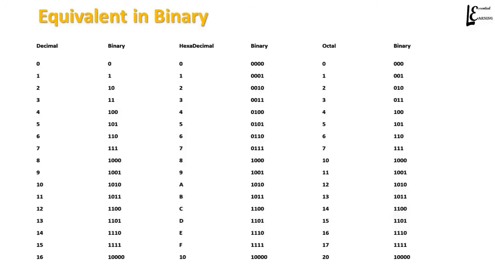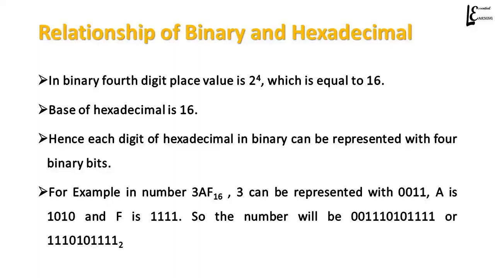This table represents equivalent of decimal, hexadecimal, and octal in binary number system. Any number system whose base is some exponent of 2 can be directly converted to binary. In binary, fourth digit place value is 2 power 4, which is equal to 16. And 16 is base of hexadecimal number system. Hence, each digit of hexadecimal in binary can be represented with 4 binary bits.